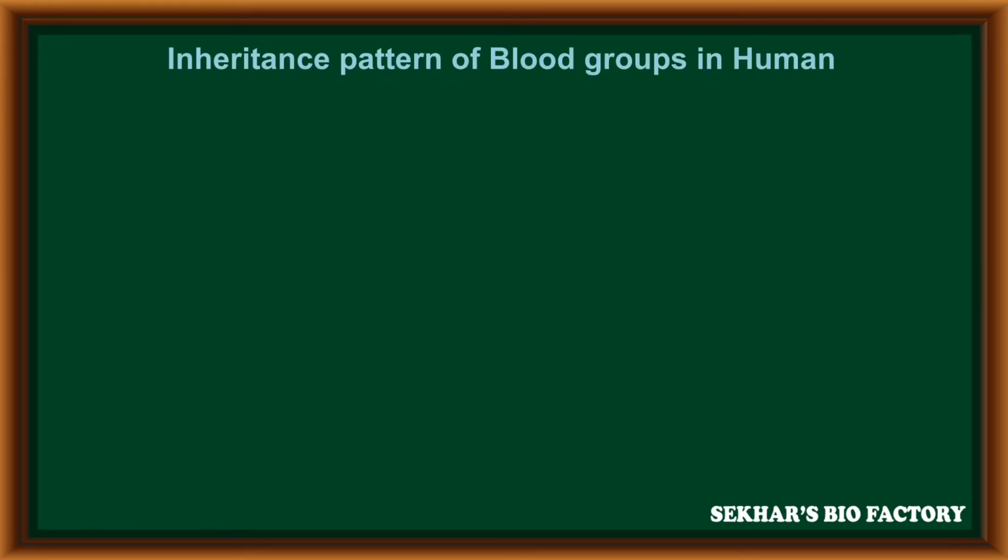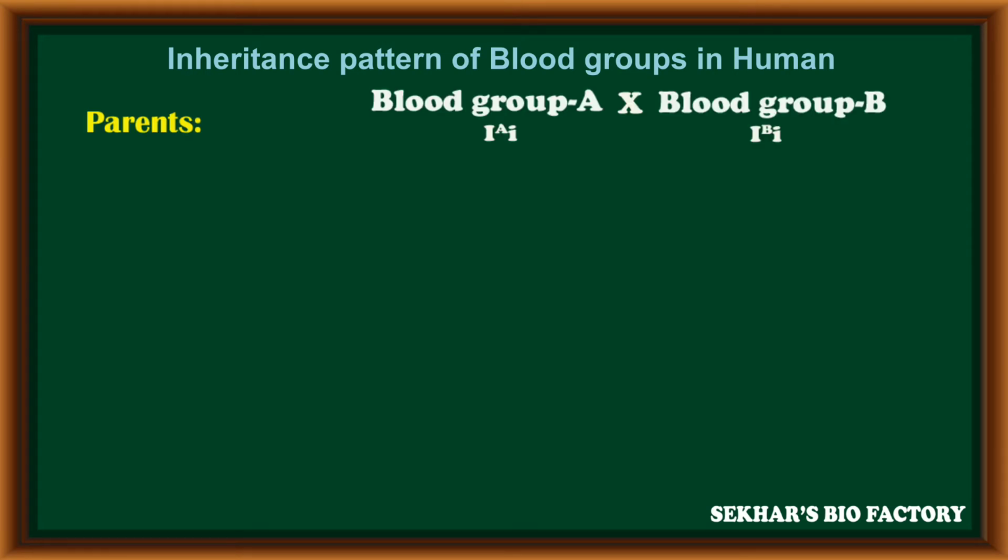The inheritance pattern of blood group in humans: blood group A and blood group B. By conducting a cross between two persons, a father with blood group A and a mother with blood group B, these individuals are heterozygous in nature. The father with blood group A has the alleles capital IA, small i. The mother with blood group B has capital IB, small i alleles.